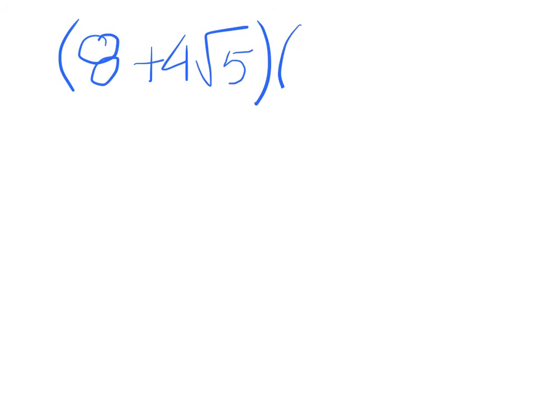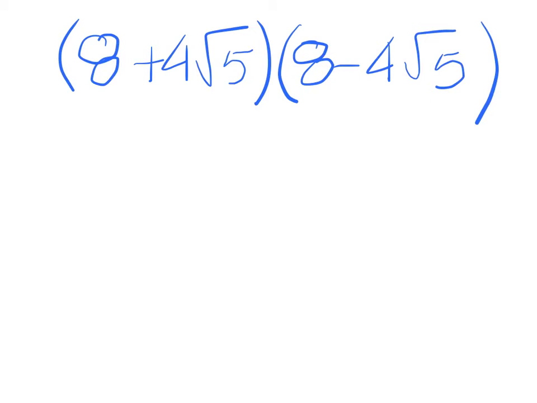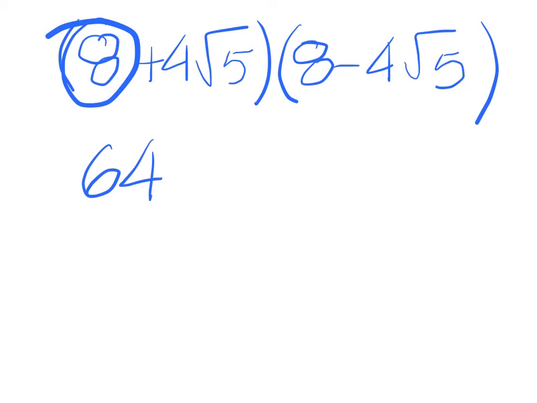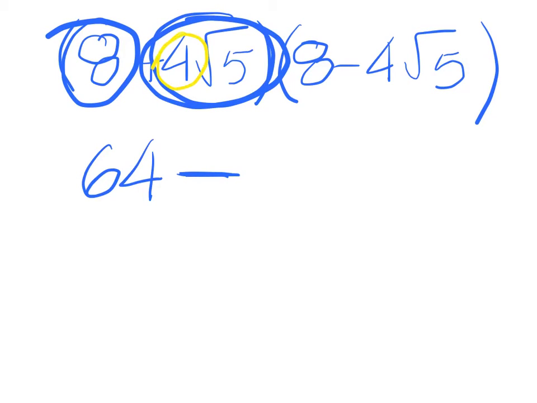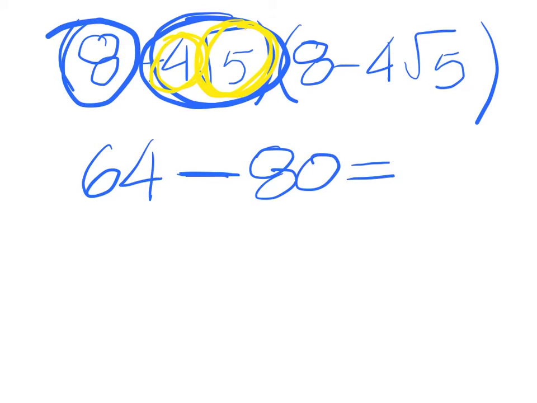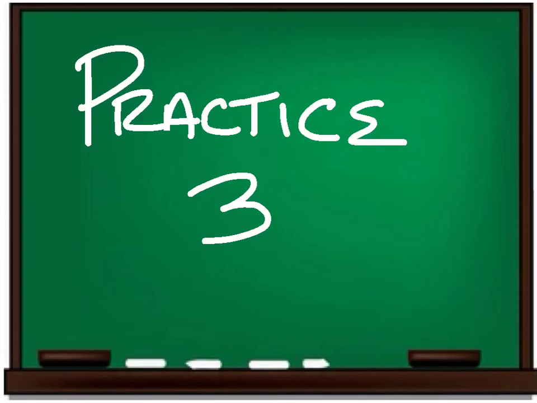Here's another example. This one is 8 plus 4 square root of 5, and this one is 8 minus 4 square root of 5. This is a factored version of a difference of 2 squares. Square the 8 to get 64. Put a minus sign in the middle. And square this. 4 squared is 16. This squared is 5. 16 times 5 is 80. And when I subtract, I get negative 16. Try this one.